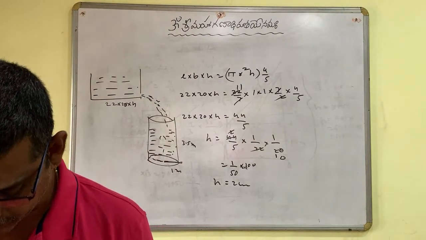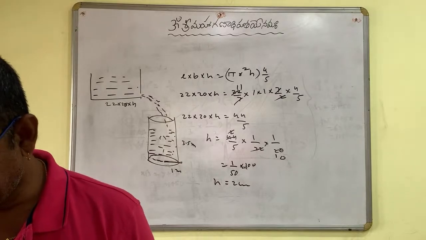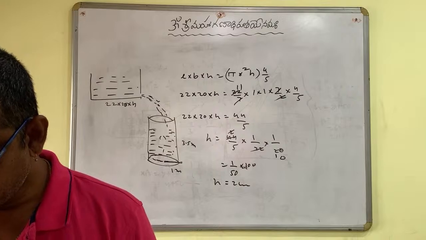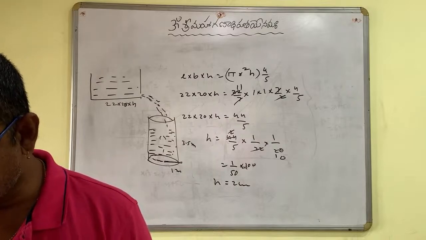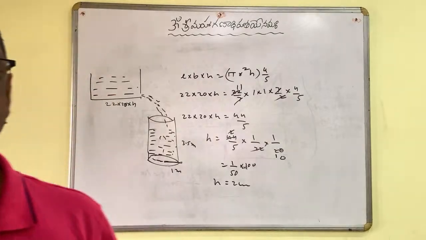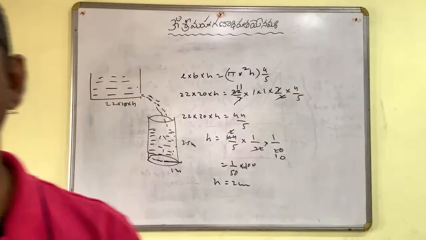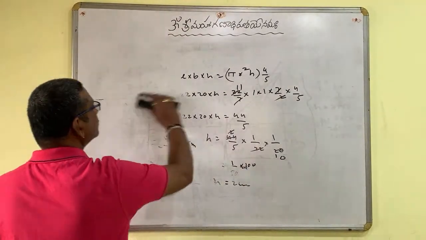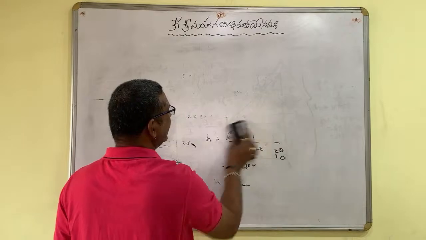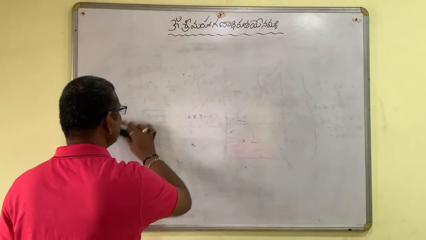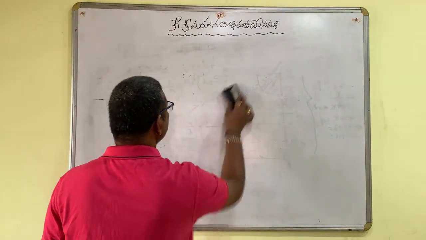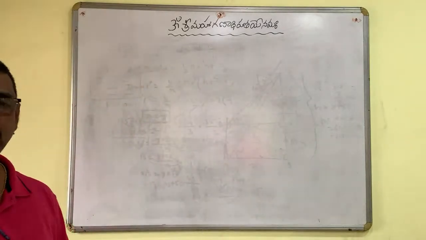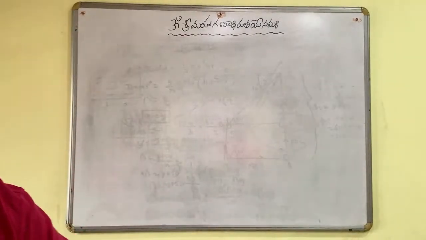Now next question. Question number 30. In a family of 3 children, find the probability of having at least 2 boys. There are 3 children. What is the probability of having at least 2 boys? This is same as the 3 dice, 3 coins problem. You need to write the sample space of children.